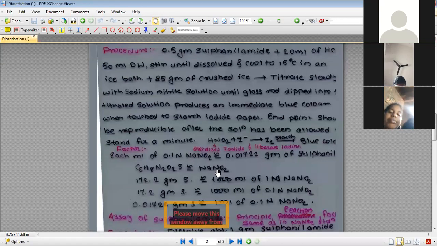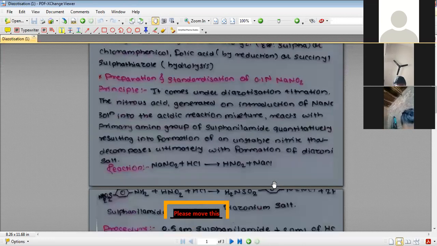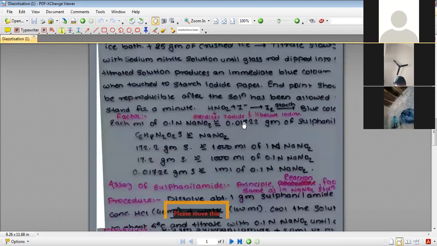Since in titration we are going to use the solution form of sodium nitrite, its 1 mole will be equivalent to 1000 ml. But that is for 1 normal. But what concentration did we take here for sodium nitrite? 0.1 normal. So we have to calculate it by cross multiplying.